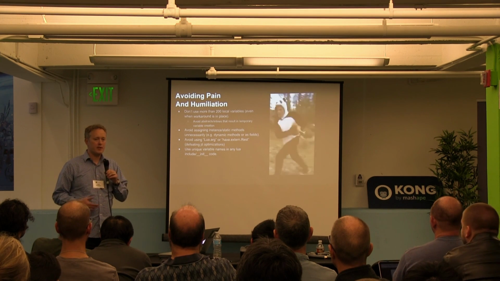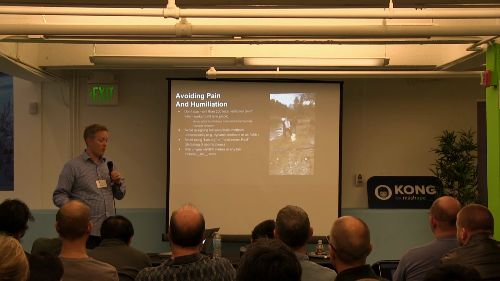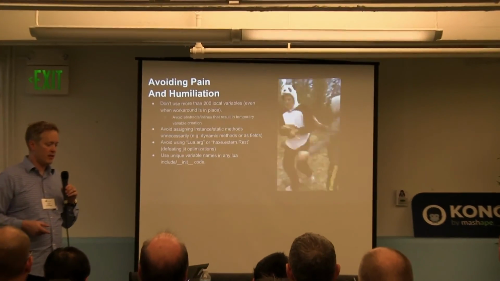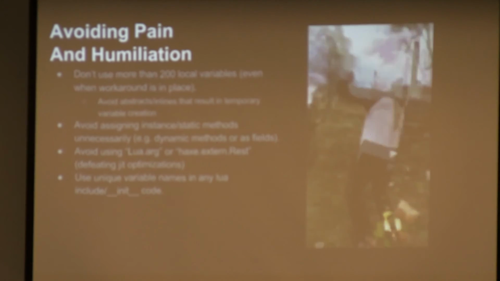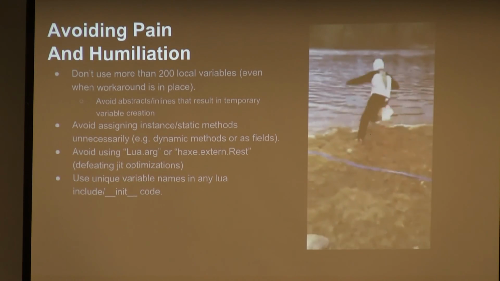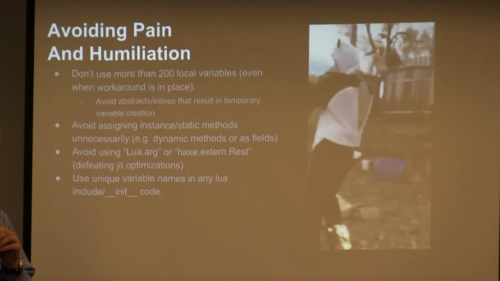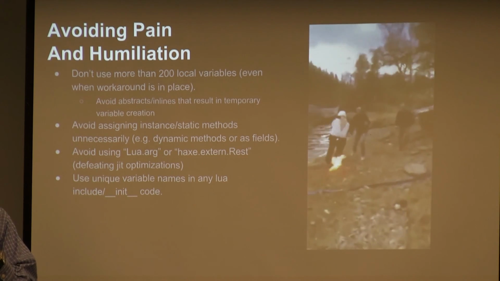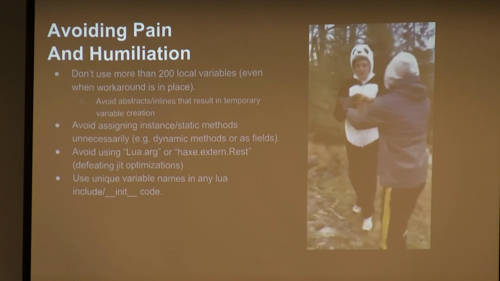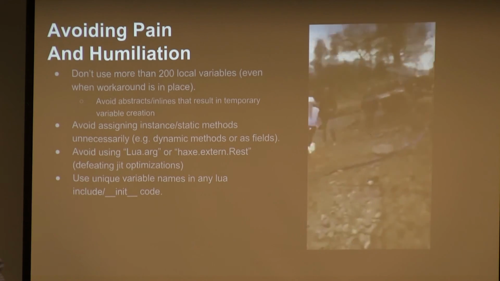Even with the workarounds in place, if you exceed that number, it's going to be a non-local access. It's going to be slower. So in general, avoiding a technique called inlining that results in temporary variable creation is a good idea. And then the rest of these, I don't want to dwell on too much. The Lua args, the dots, I think, is actually not a good idea for the JIT. Maybe I read that wrong, but that was in one of Mike's optimization guides.